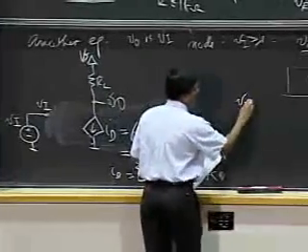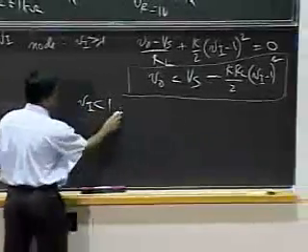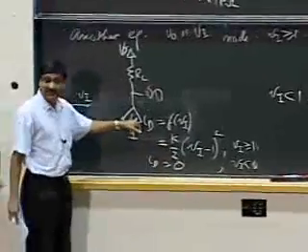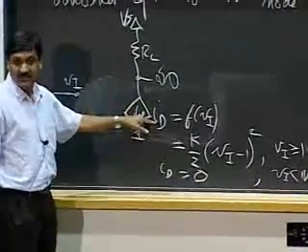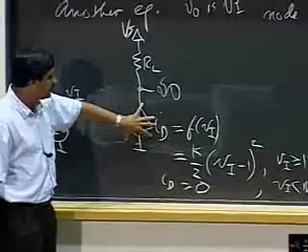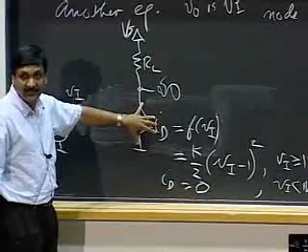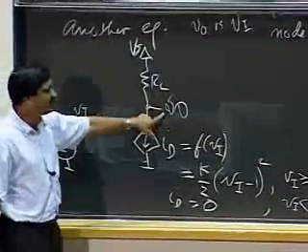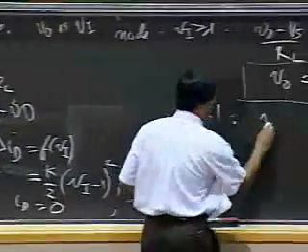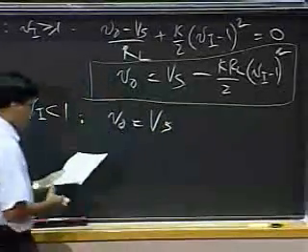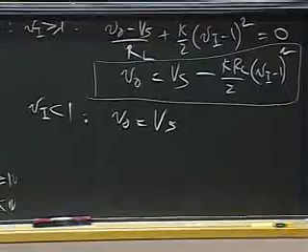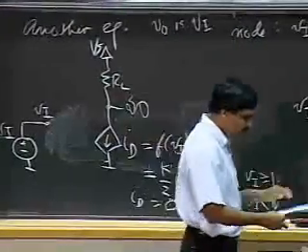I can also do it for Vi less than 1. Okay, for Vi less than 1, when Vi is less than 1, what happens? ID is 0. Okay, since ID is 0, think of this as an open circuit. Okay, so there's no voltage drop across RL. And this voltage V0 is equal to Vs.